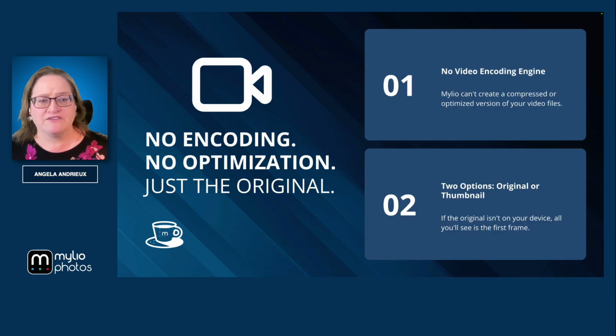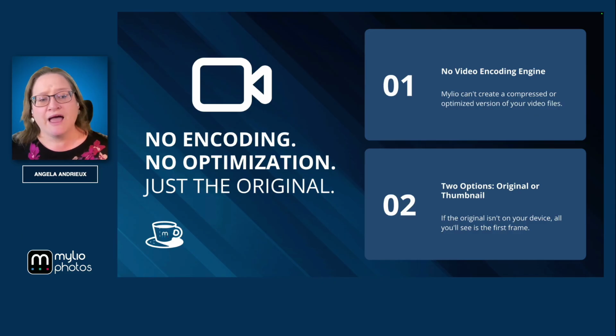So first off, the one thing to know about Mylio is Mylio can sync video and have your video available on your devices, but Mylio is not a video encoder. Whatever video file you bring to Mylio, that is the video file that Mylio can output. Mylio does not encode video, which means it cannot save metadata changes directly to the file. We'll talk about metadata here in a little bit. It cannot optimize your video files. So if your video file is massive, that's what Mylio has to work with. And what you see in Mylio is a thumbnail, which is the first frame of a video.